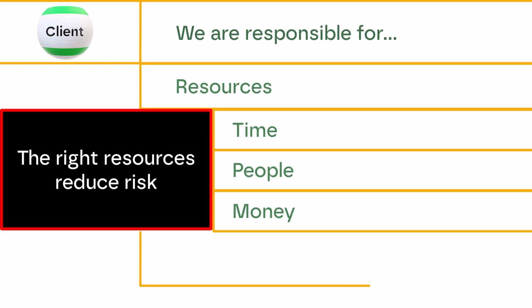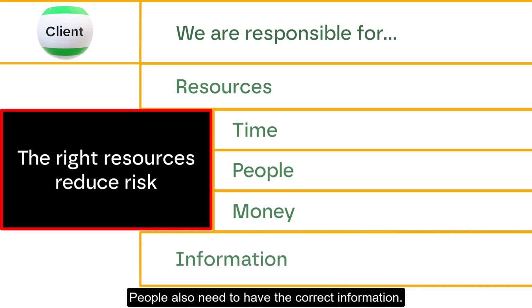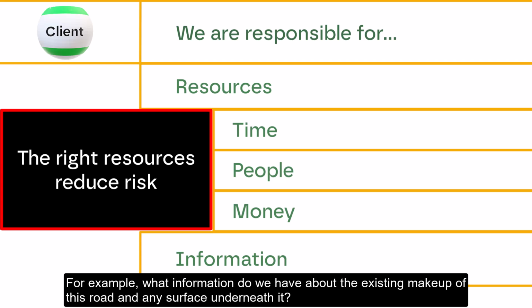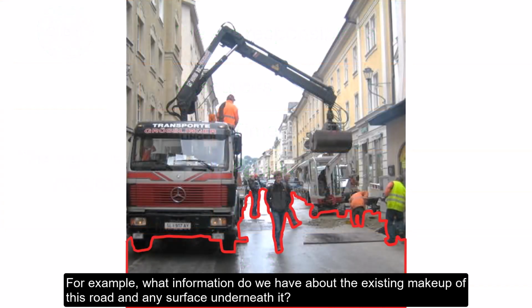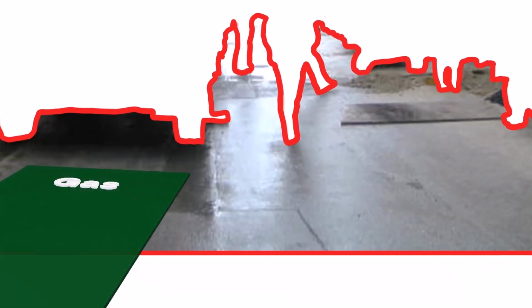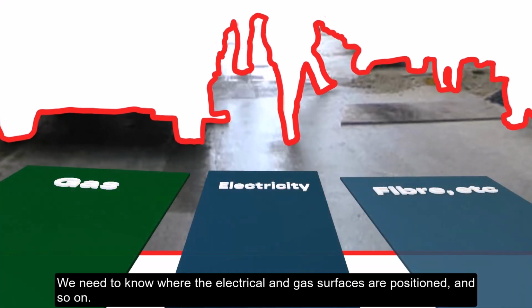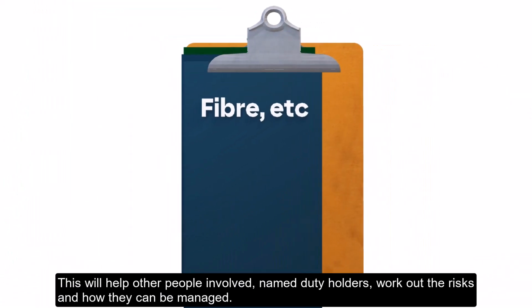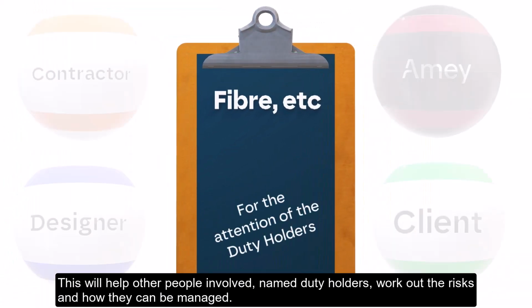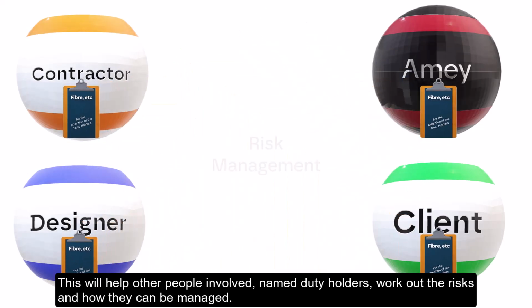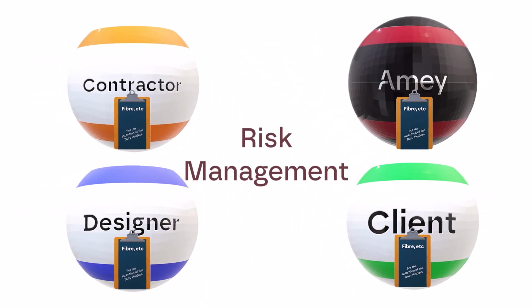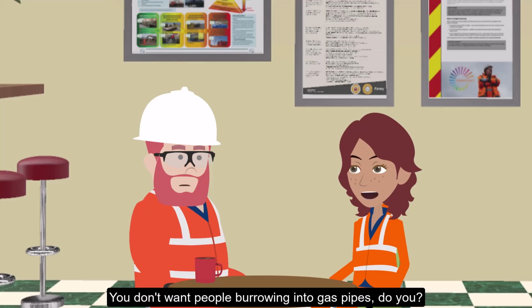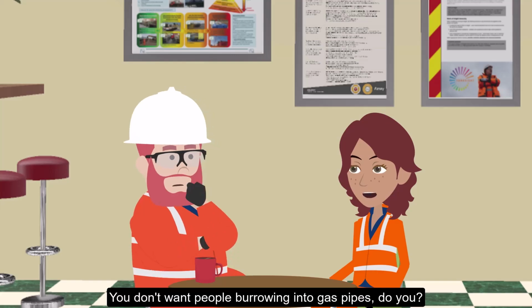No, not quite. People also need to have the correct information. For example, what information do we have about the existing makeup of this road and any services underneath it? We need to know where the electrical and gas services are positioned and so on. This will help other people involved, named duty holders, work out the risks and how they can be managed. That makes sense. You don't want people burrowing into gas pipes, do you?